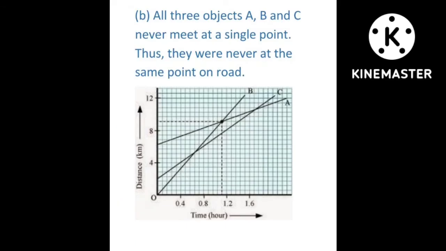Now we can consider the second question. The question is, are all three ever at the same point on the road? If they were at the same point, what will happen? They should intersect. That means all three lines should intersect in the graph. But all three objects A, B and C never meet at a single point. What does it mean? They were never at the same point on the road.